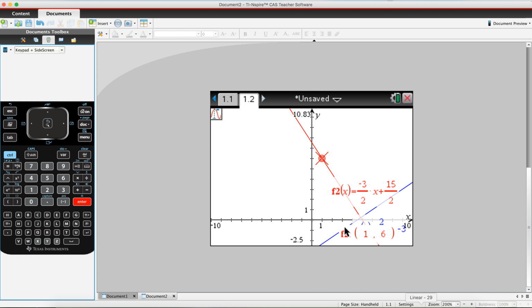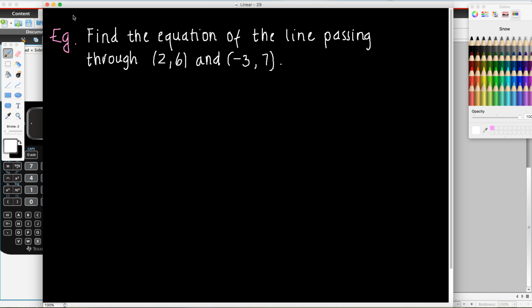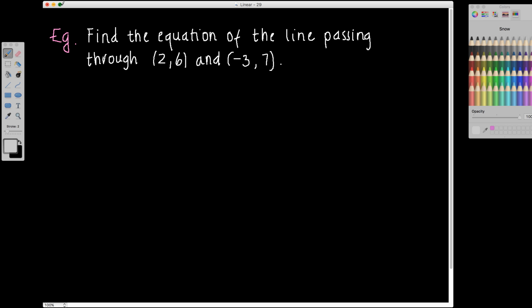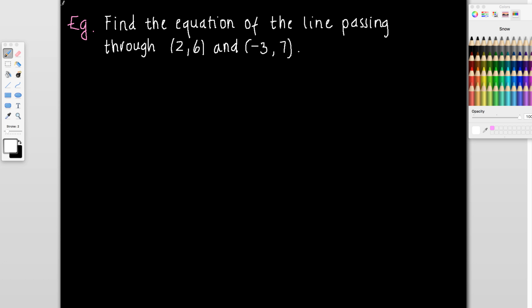All right, last example now. This is where you have 2 points. So you're not given the gradient. You've got 2 points, however, that will allow you to find that gradient. So we do our gradient formula as usual. M equals y2 minus y1 over x2 minus x1. Doesn't matter which you pick as your x1, y1, x2, y2.